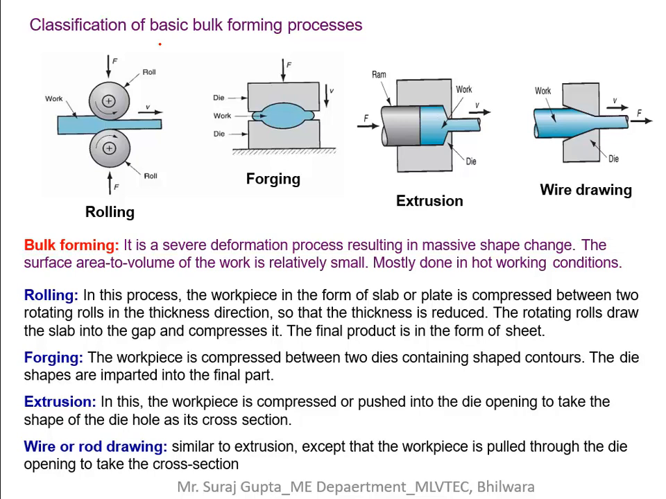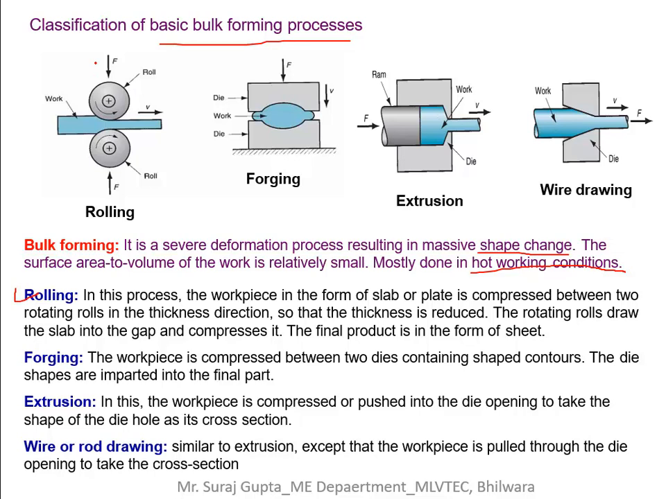Classification of basic bulk forming processes. There are four types. What is bulk forming process? It is a severe deformation process resulting in massive shape change. Shape change is important. The surface area to volume ratio of the work is relatively small. It is mostly done in hot working condition. We will see what is hot working and what is cold working processes.